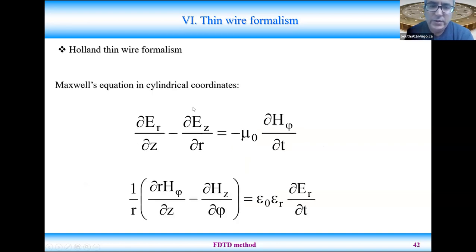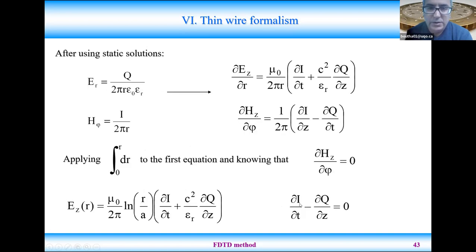Maxwell equations in cylindrical coordinates can be written like this: delta Er over delta z minus delta Ez over delta r equals minus mu naught delta H phi over delta t. And 1 over r delta (r H phi) over delta z minus delta Hz over delta phi equals epsilon naught epsilon r delta Er over delta t.